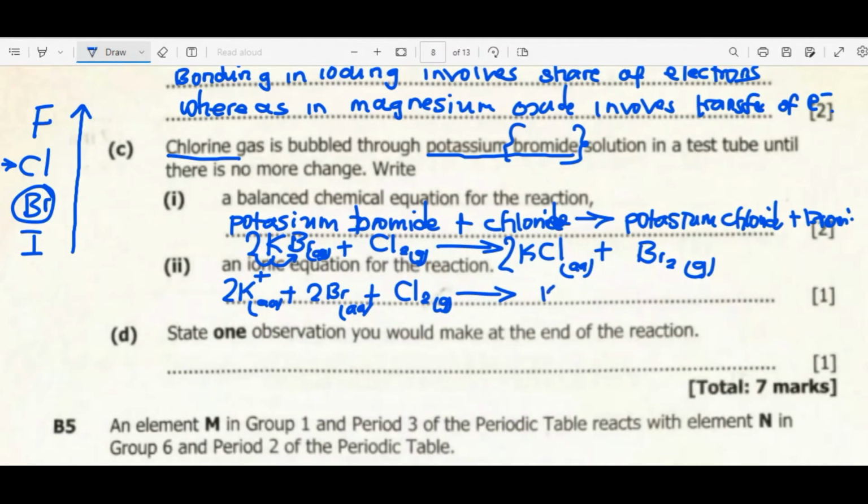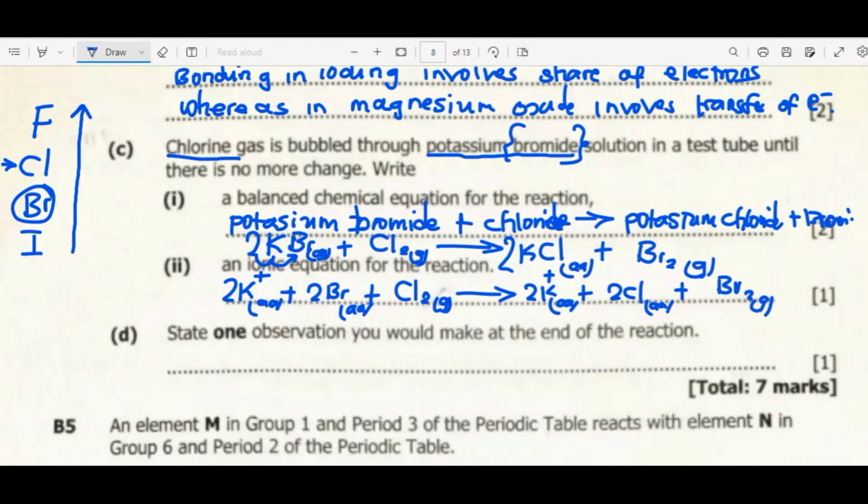So we go to here, we have potassium plus a 2 aqueous, then 2Cl aqueous, plus the bromine this time is in gaseous state. So this is what we can say is the overall equation.